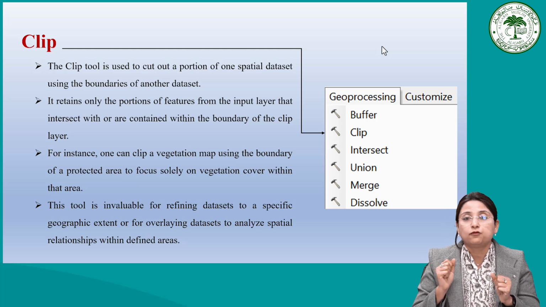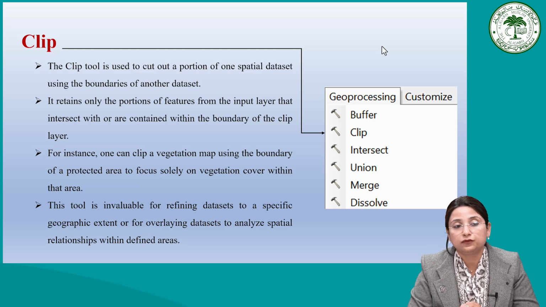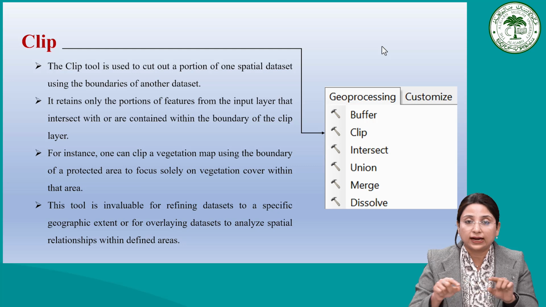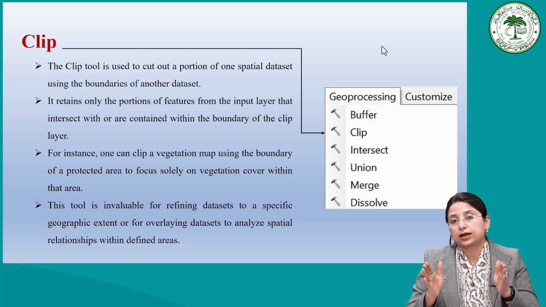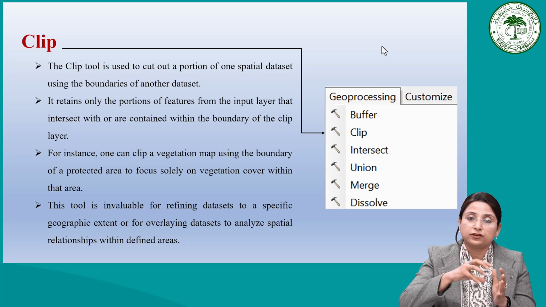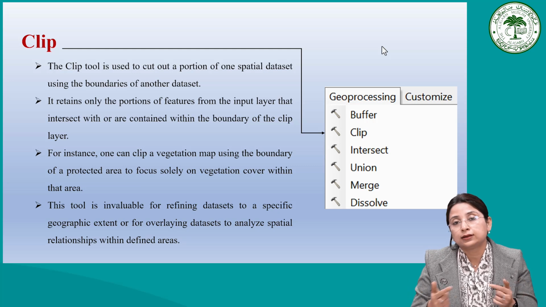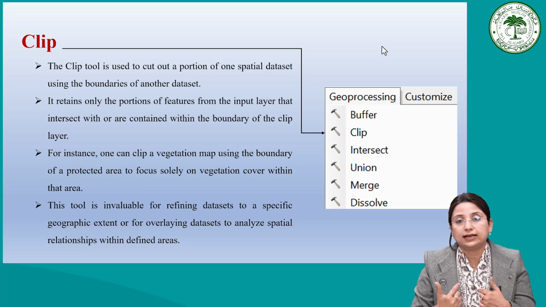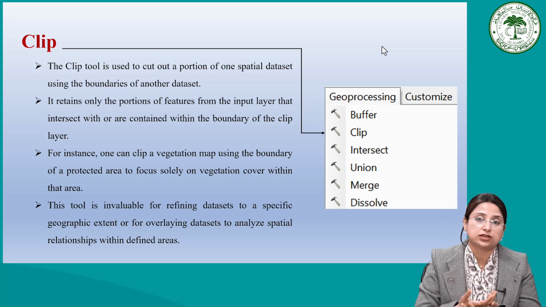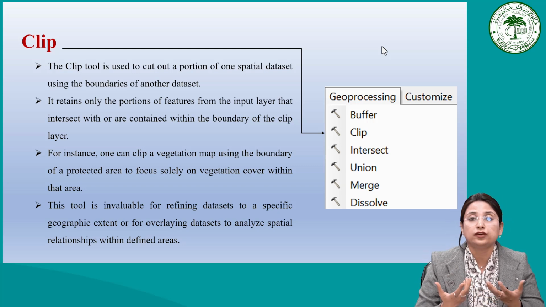For example, if one wants to clip out the vegetation zone or vegetation cover from the protected area, suppose the protected area size is this much and we have to clip out the vegetation cover, which has a size smaller, obviously, than the protected area. So that will have the property of the input layer. That vegetation will certainly have the property of the input layer.